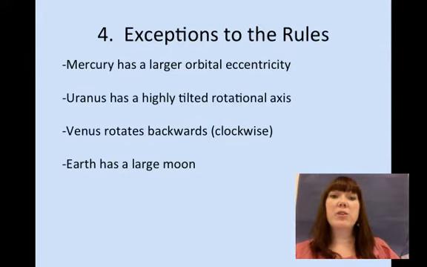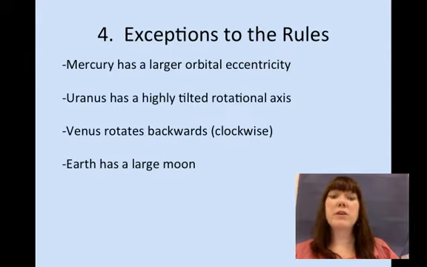Mercury has a larger orbital eccentricity. It's a little less circular of an orbit than the other planets. Uranus is very tilted. It's almost tilted on its side. Venus does not rotate counterclockwise. It rotates in the opposite direction. And Earth has a very large moon for being an inner planet.